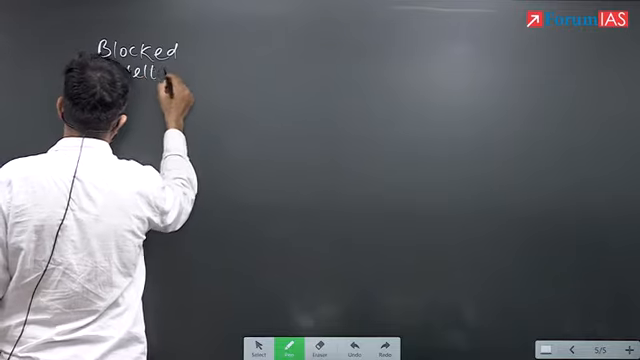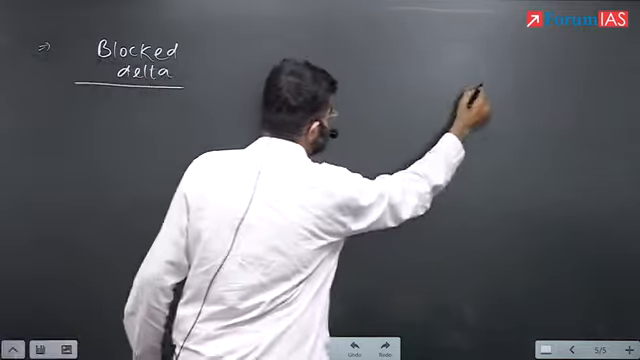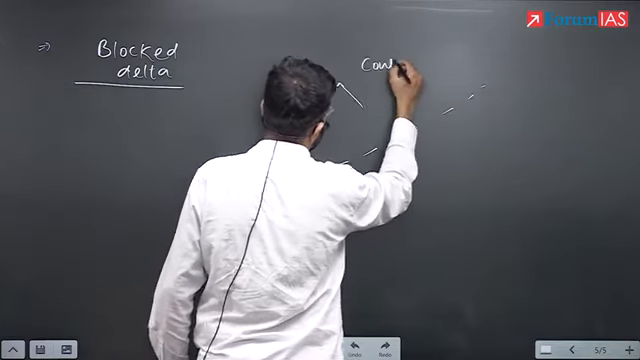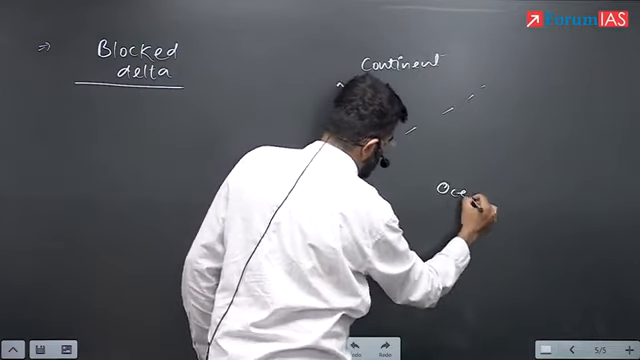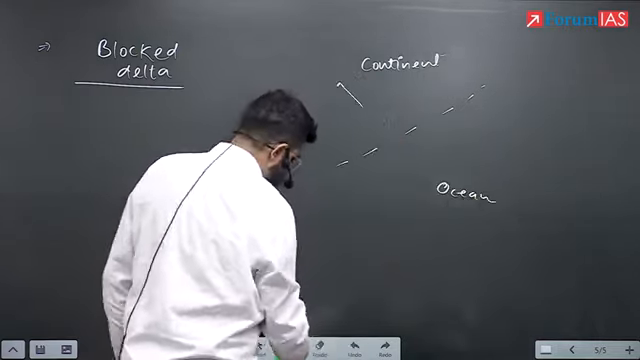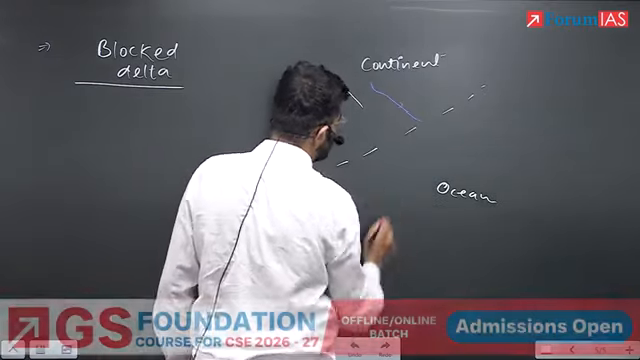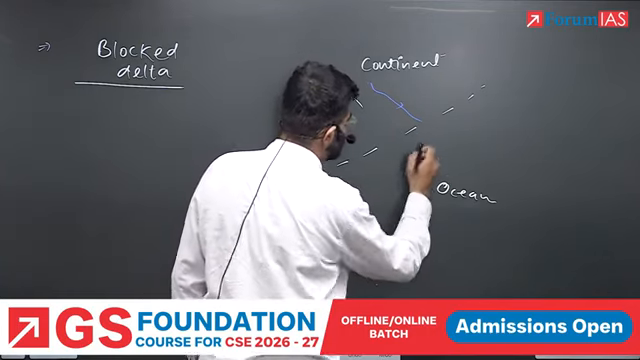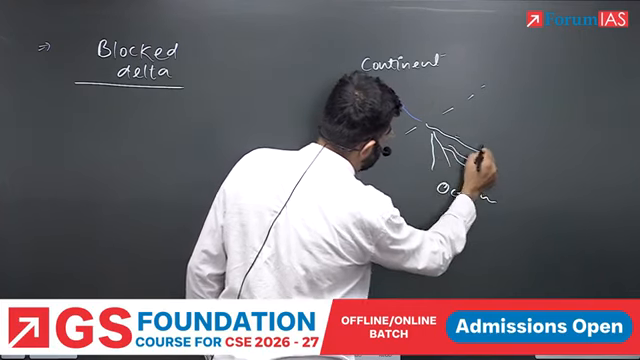Blocked delta. Now what happens is, let's say this is the boundary. This side we have the continent, and the second side of this dotted line is ocean. Now often you will see a river which brings sediments. Let's say this is the river. It is bringing sediments. These sediments will be deposited continuously towards the sea. So here you will see a delta type of shape will be formed.